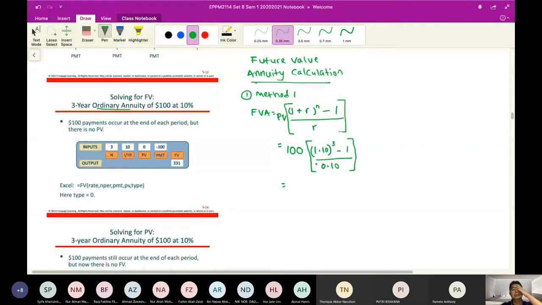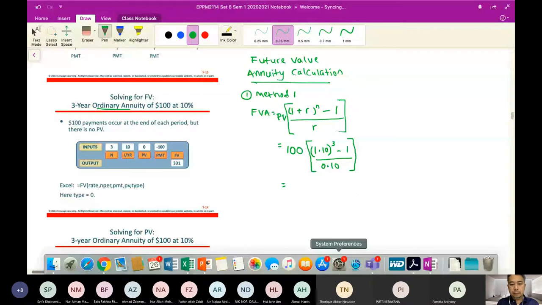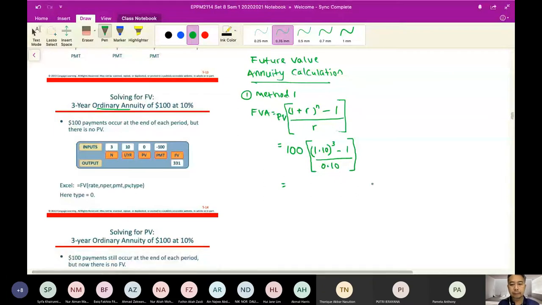Can someone help me? Siapa boleh tolong saya? Please calculate it for me.